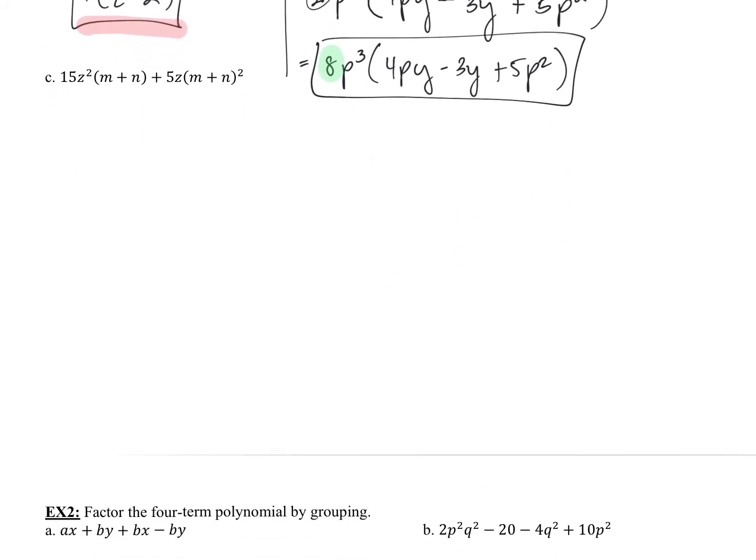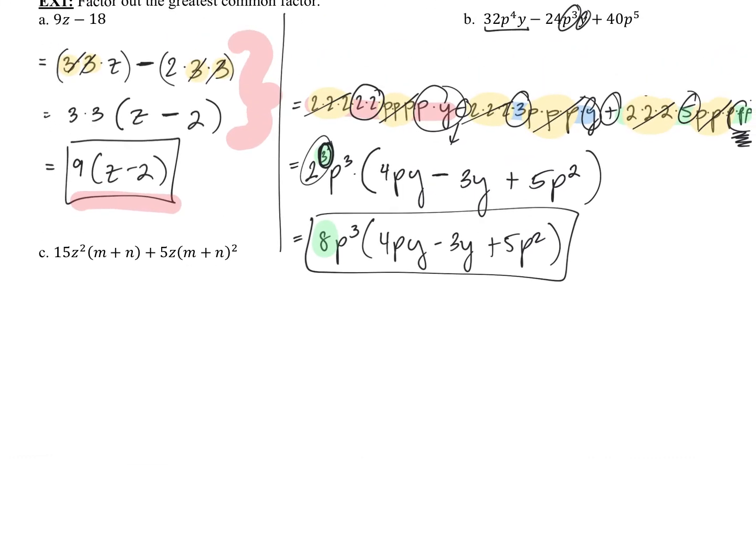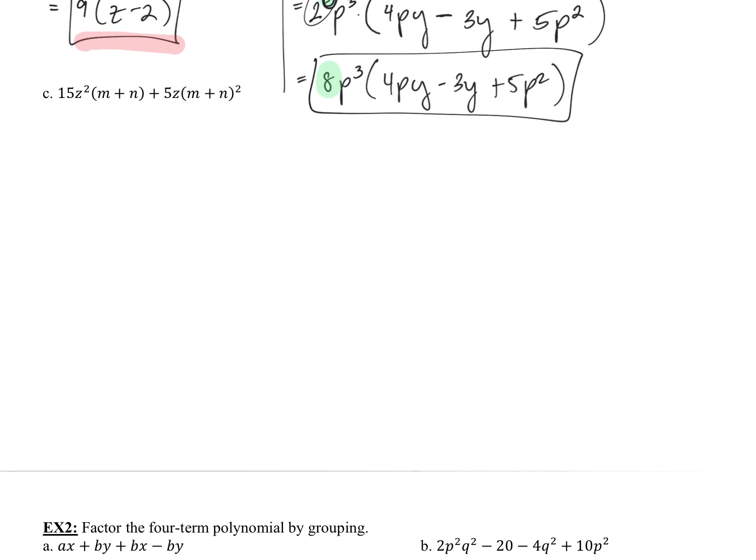Okay, let's take a look at C. So this time, I'm not going to write out all that intermittent middle work like I did before. Let's see. In 15z squared, that's the first term, and then the other one is 5z(m plus n). Actually, you know what? I am going to rewrite it out into the factored form. So 15 can be rewritten as 3 times 5. And then we have z times z, because there are 2 z's. And then m plus n.